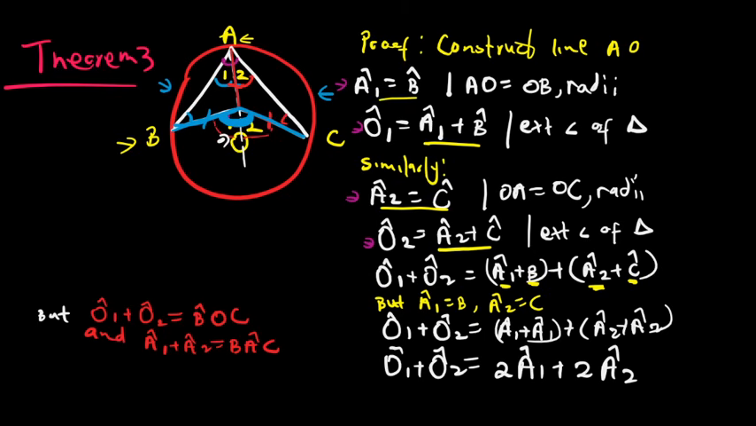So what we can do is this. Instead of writing this O1 and O2, we will write this part here: angle BOC. So let me correct here. Angle BOC is equal to twice... So here we're having twice A and twice B, right?